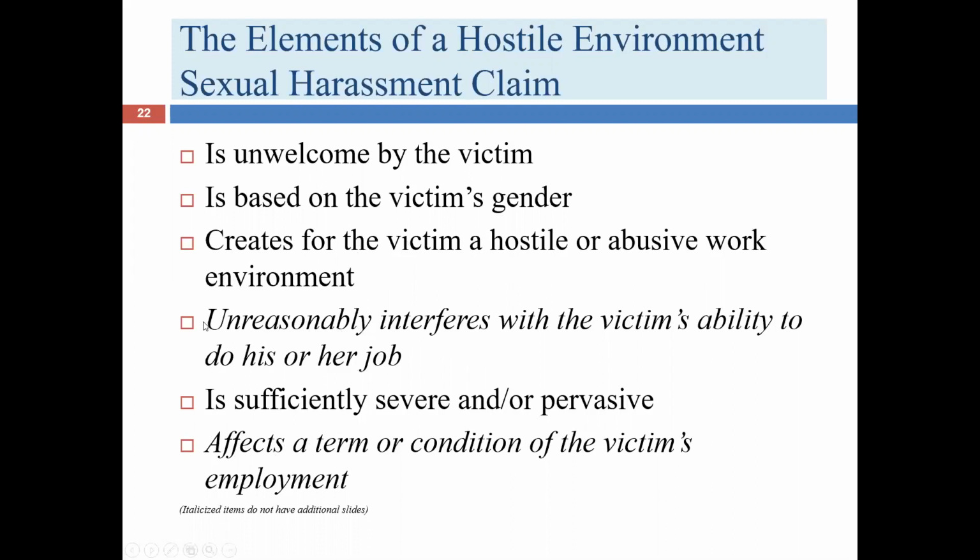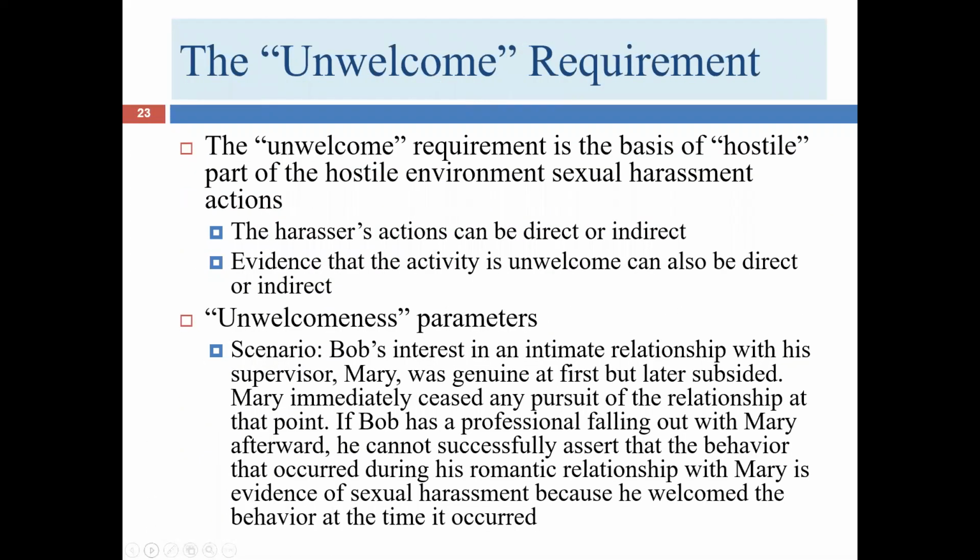We're not going to focus too much on items 4 or 6. We're going to focus on the others as we drill down a little bit more. So our first one we're going to talk about is the unwelcomeness. Obviously it can't be a hostile situation if both participants are interested in participating in this relationship. So that needs to be the case. And obviously evidence of welcomeness or unwelcomeness can be both direct or indirect.